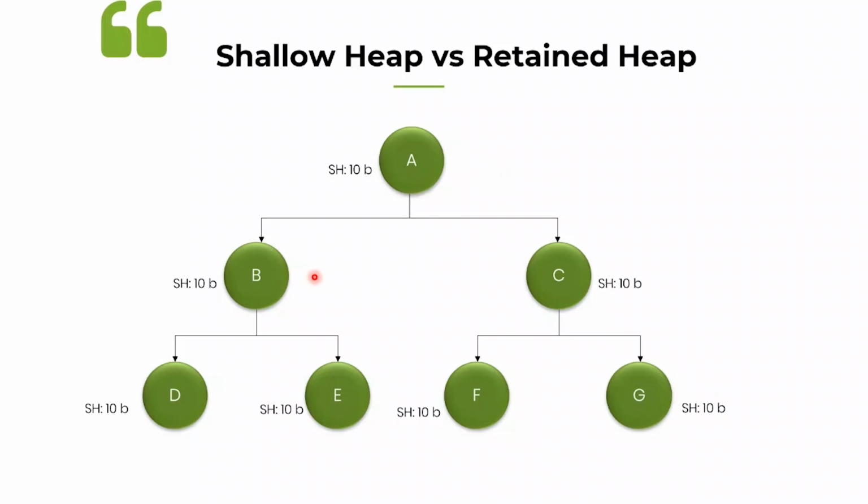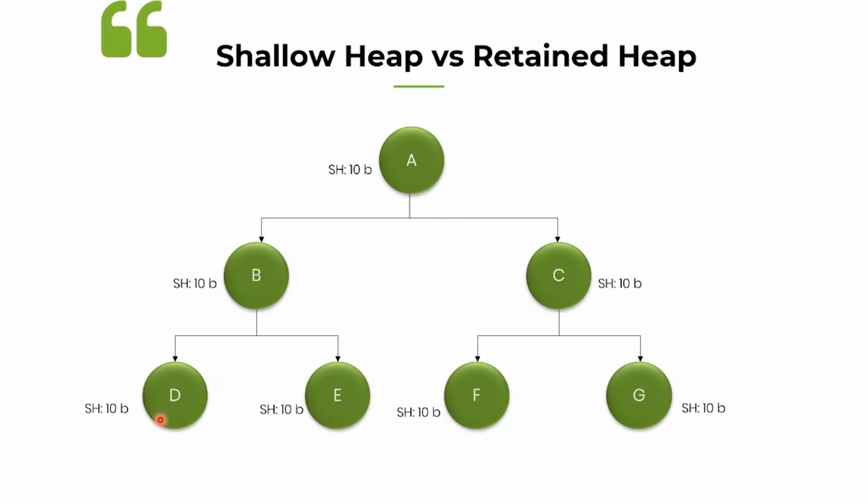Let's say there is this object B. If this object B is removed from memory, how much memory does it free up? If object B is removed, we are going to free up its 10 bytes. But since object B is removed, there are no more references to object D and object E. They can also be removed from memory, right?